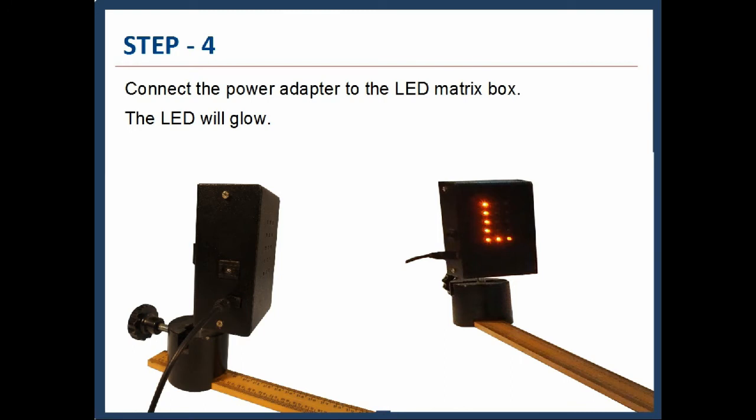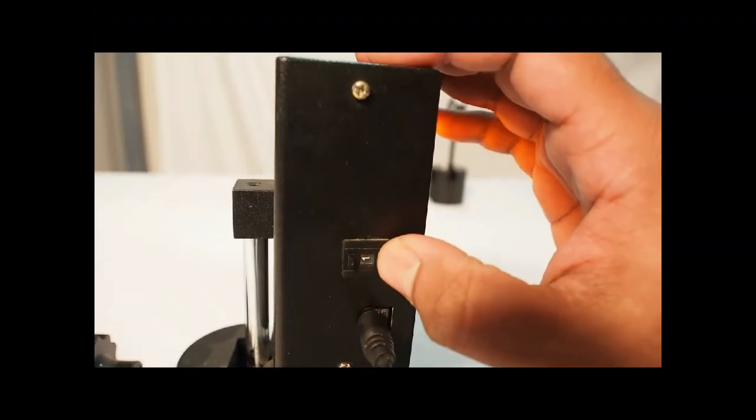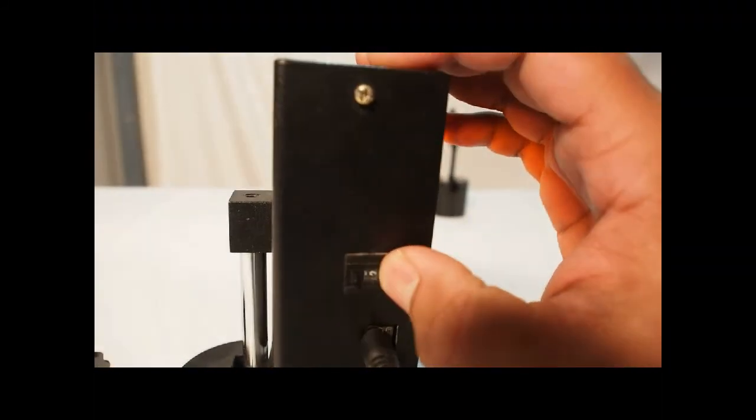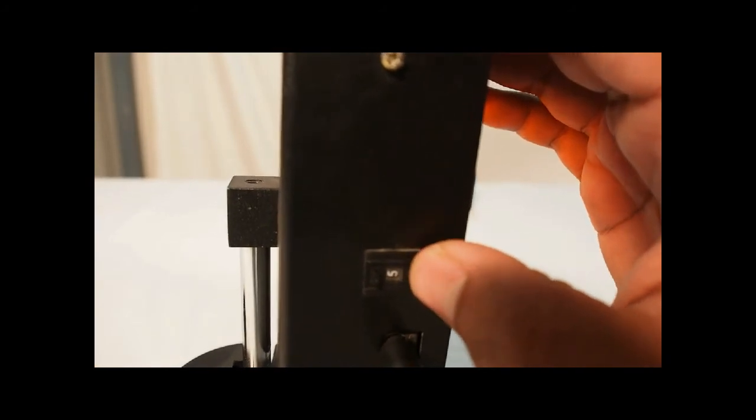The LED will glow. The pattern in the LED matrix box is now L. We can change the pattern by selecting the left-side button or the right-side button. These buttons are located just above the power socket of the LED matrix. To change the LED matrix pattern, use the thumb wheel button. The numbers on the thumb wheel will indicate the different patterns.